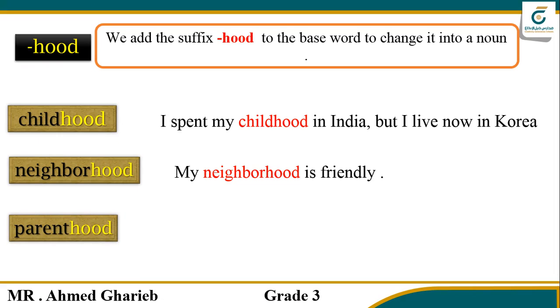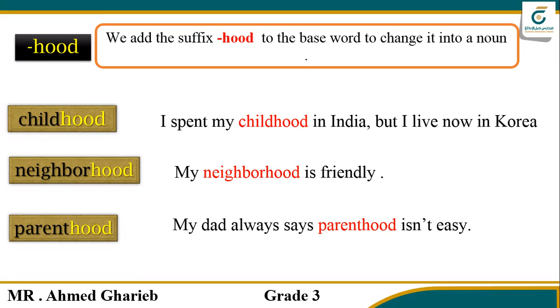Parenthood, it means to be a parent, to have children and care for them. Okay? For example, my dad always says parenthood isn't easy. Of course, it's a lot of responsibility. Okay, as you see, we add the suffix hood to a noun to give a new noun. Child, childhood. Neighbor, neighborhood. Parent, parenthood. Okay?